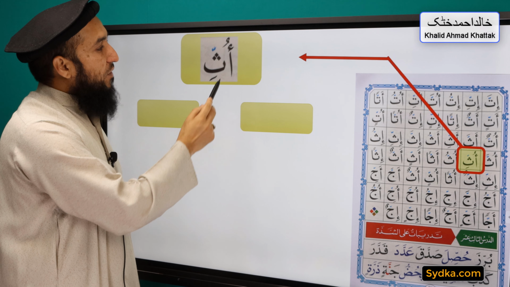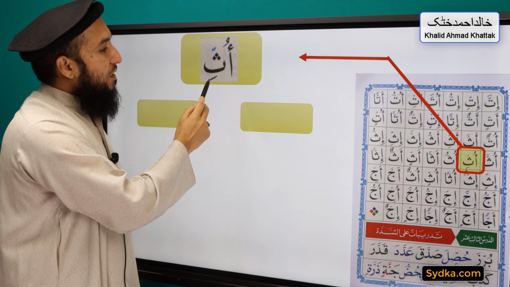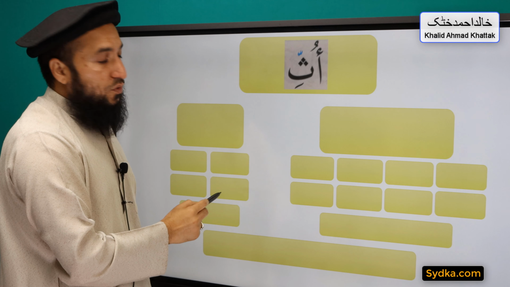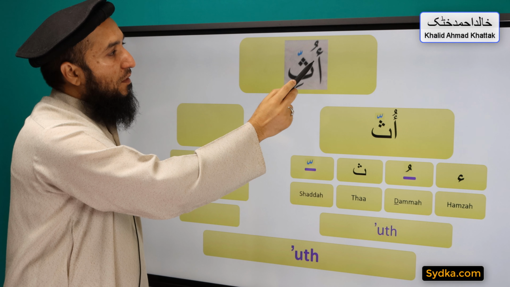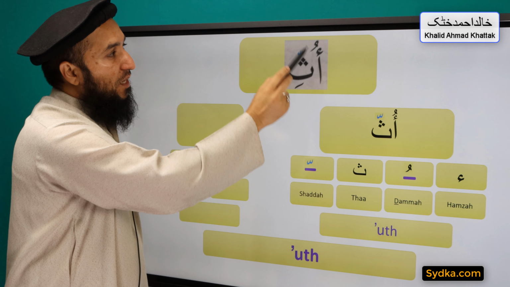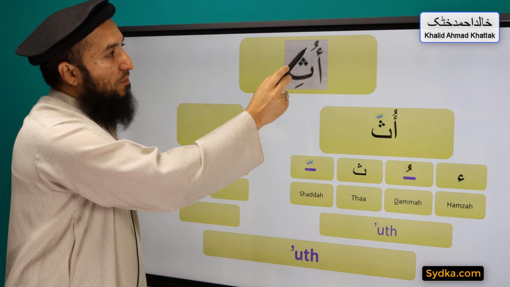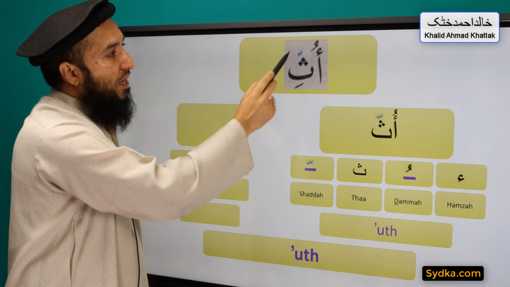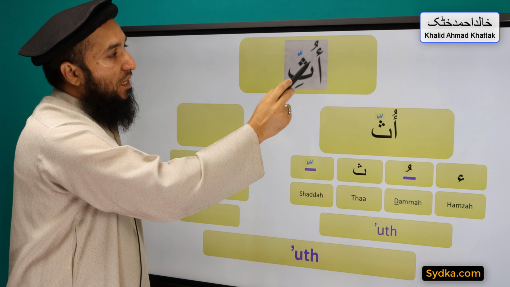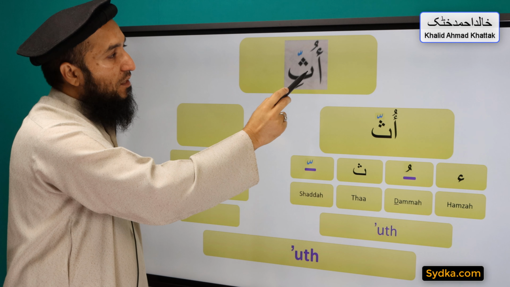The next word we have is uthi, and it can be divided into two syllables. The first syllable we have is hamza, dhamma, tha, shadda, uth. Hamza is a light letter, it has dhamma on top of it, it is followed by tha, tha has a shadda. This alif is silent and it is used as a chair for hamza.